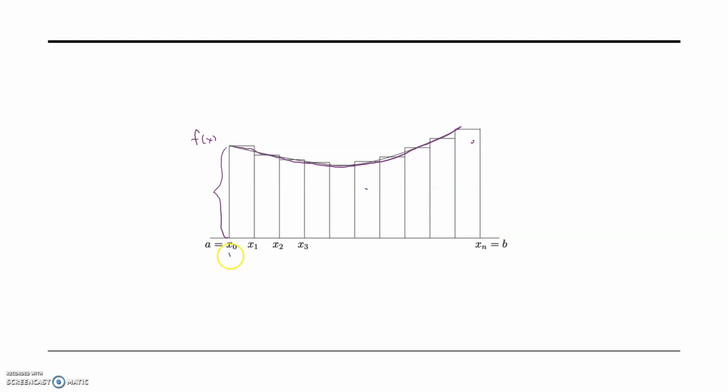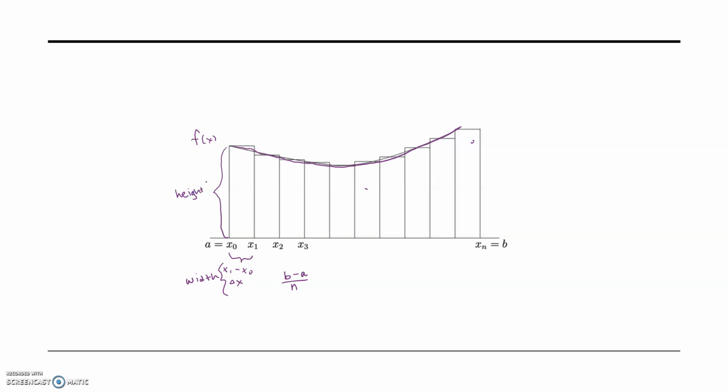And then your rectangles also have a width. There are a couple of different ways of thinking about the width. One way is we could say it's x sub 1 minus x sub 0. We could call that the change in x. Or another way is we have an interval that is b minus a long, and we're slicing it into n rectangles, so our width is going to be b minus a over n. These are all different ways of expressing that width. And then the height is going to be f of x.